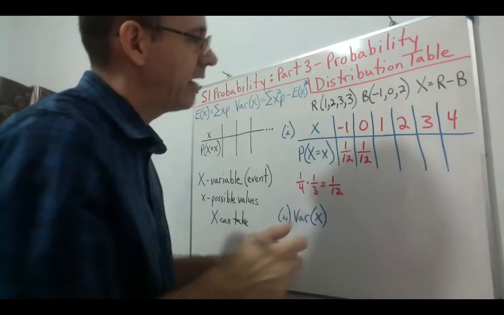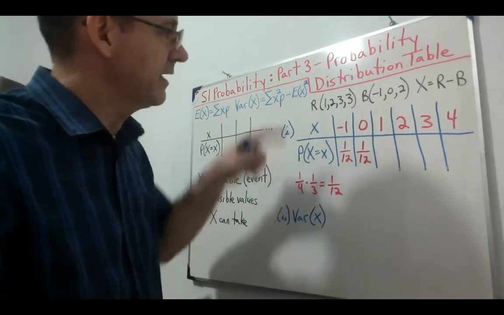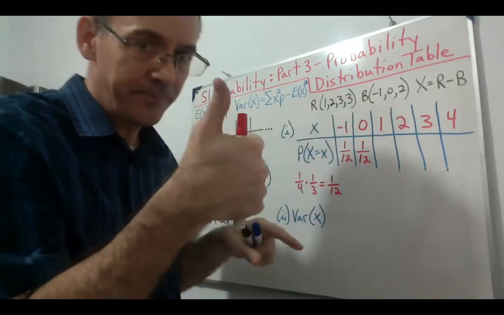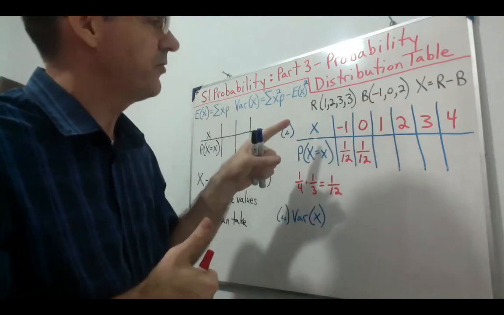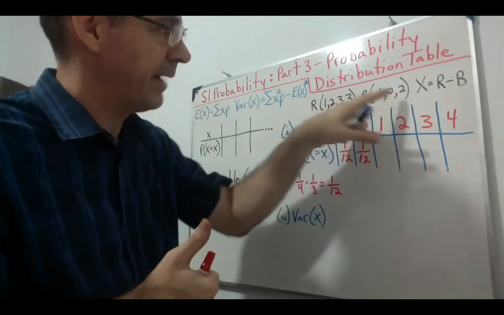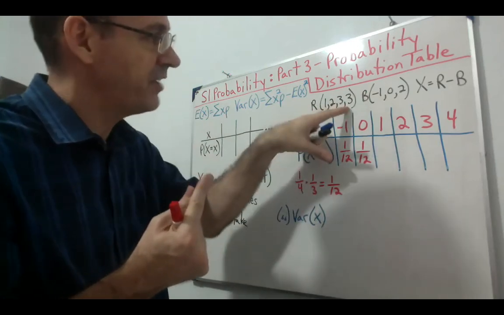How about getting a 1? Well, we can get a 1 by doing 1 minus 0. We can also get a 1 by doing 3 minus 2. And also this other 3 minus 2.